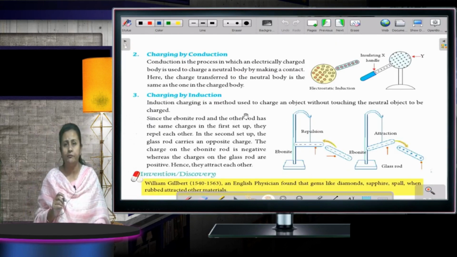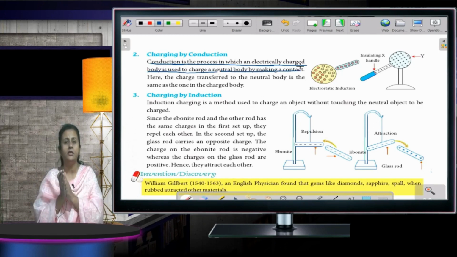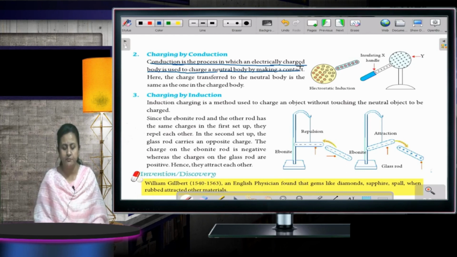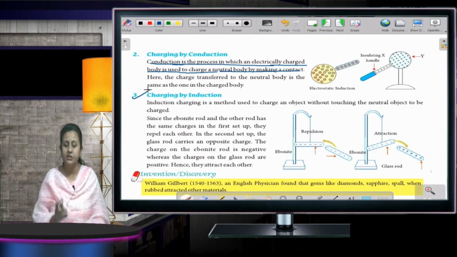Earlier I told you about friction, now charging by conduction. What happens in charging by conduction? Conduction is the process in which an electrically charged body is used to charge a neutral body by making contact. Both the bodies come in contact with each other. That is charging by conduction. But if I talk about charging by induction, what will happen? The bodies do not physically touch. They do not come physically in contact with each other.